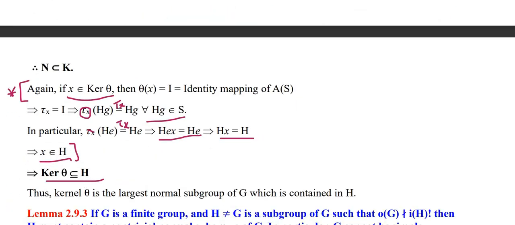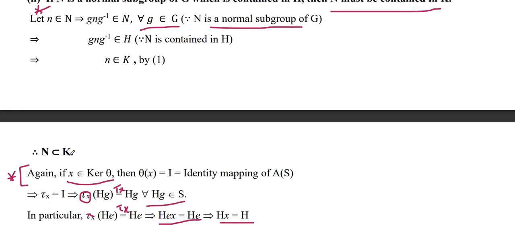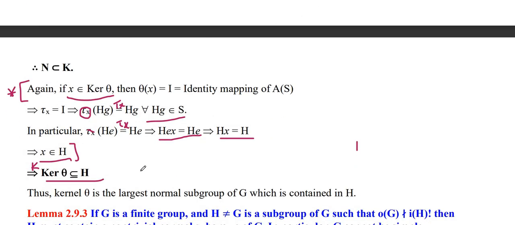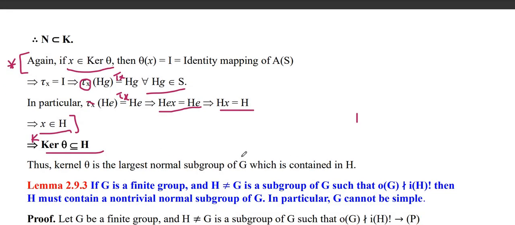Thus kernel theta is the largest normal subgroup of G which is contained in H. K is contained in H, and N is also contained in K. N is any other normal subgroup which is contained in H, that's our assumption, and that is contained in K, which means that K is the largest normal subgroup of G which is contained in H, and the whole lot is happening in G.